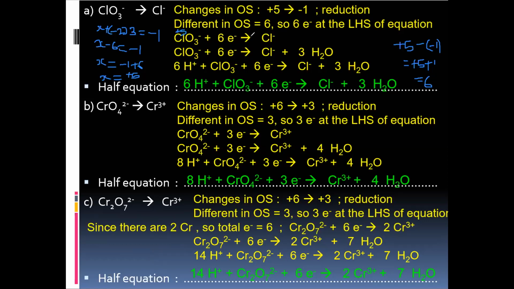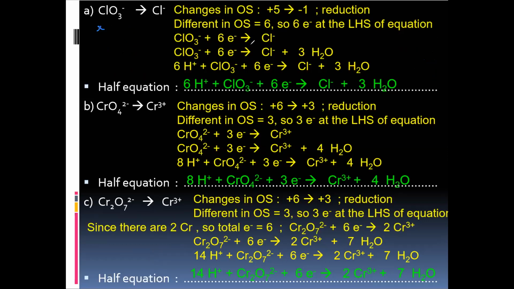Now, it means we balance the charges, but we are not done. We could have just left it like this and say, yes, we are done, but we are not. Why? Because you can see on one side of the equation, I can see oxygen, but on the other side of the equation, I can't see oxygen. So I need to balance up the oxygen atom.